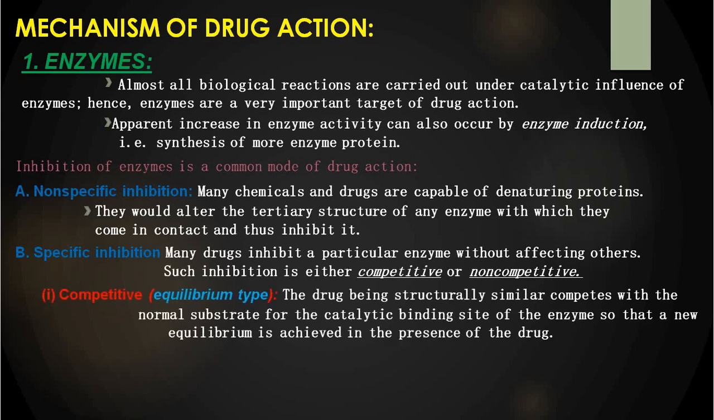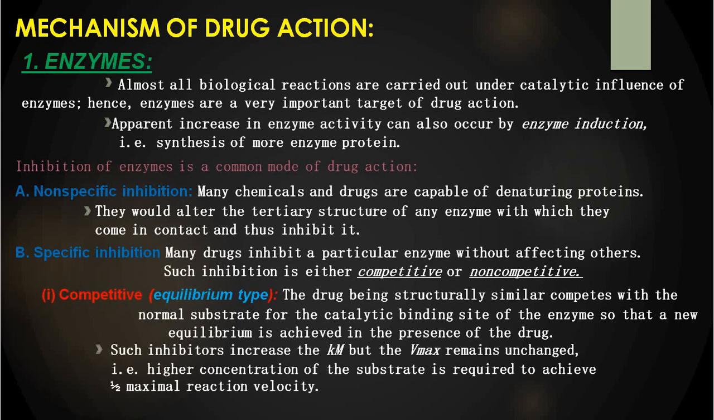Competitive, equilibrium type. In this, drug is exactly structurally similar to that of the normal substrate, and there is a race between them to bind to the catalytic binding site to produce or inhibit the action. Such inhibitors increase Km. Km is the concentration of the substrate at half the maximum velocity, but the maximum velocity remains unchanged. That means higher concentration of substrate is required to achieve half the maximum velocity of the reaction.